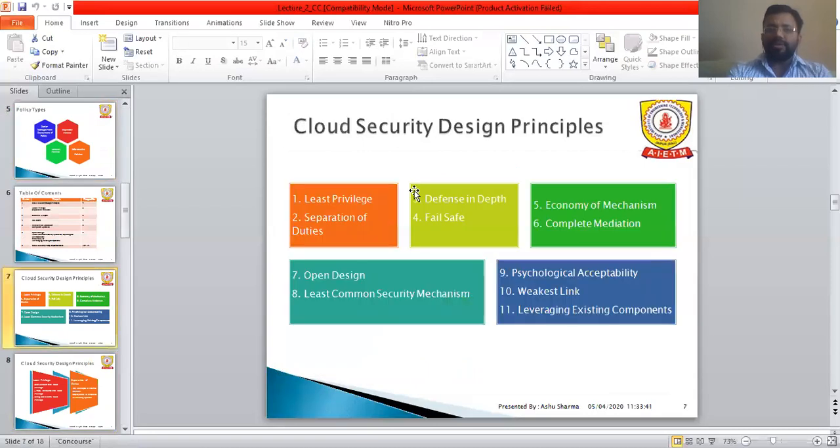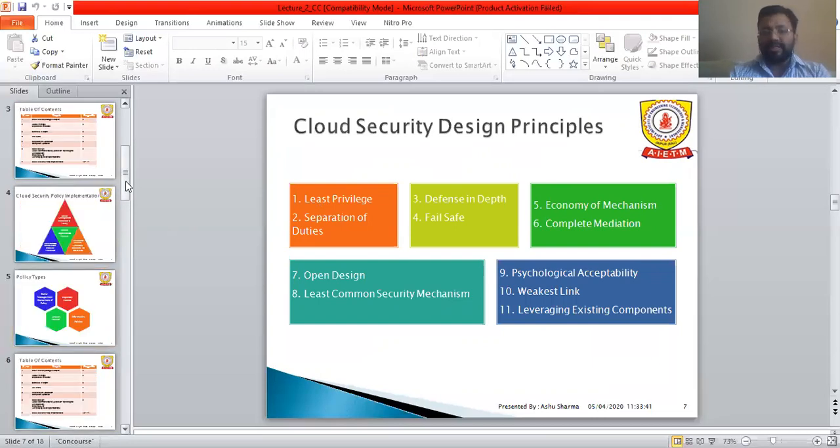Now we have some cloud security design principles, which are based on the architecture of SaaS, software as a service, PaaS, platform as a service, and IaaS, infrastructure as a service. So this is all about this lecture, what the security policies are and how to implement these concepts. Whenever we talk about the organization, we should have a certain architecture to follow in order to design security principles.